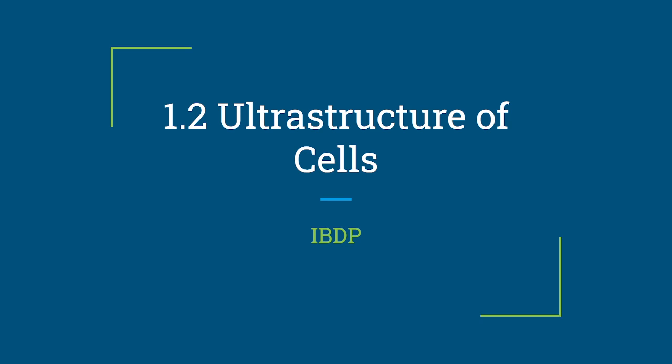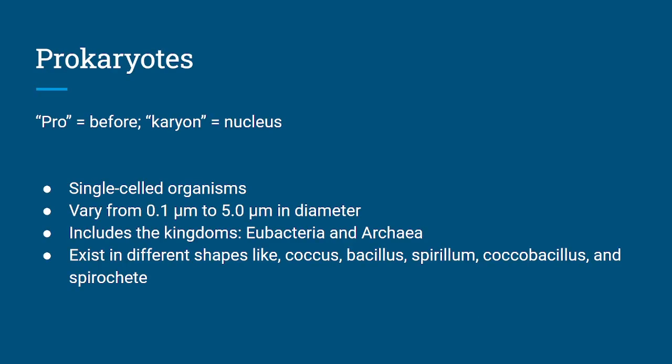This section will mainly focus on structures of eukaryotes and prokaryotes. Firstly, we're going to be talking about prokaryotes. From the name, we can see that pro means before, and karyon means nucleus, and therefore prokaryotes lack a nucleus. This is easy to remember as it's derived from Greek.